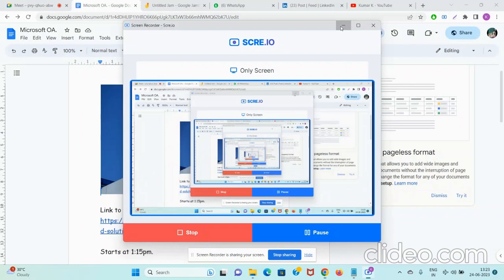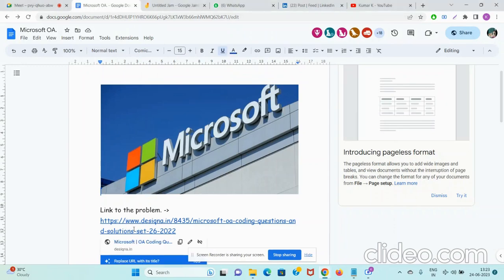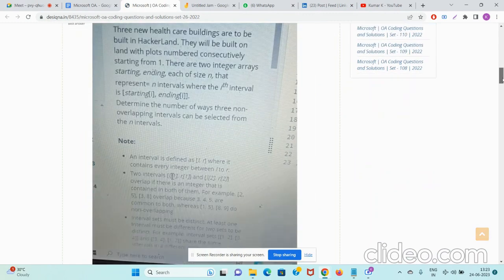So guys, today we are going to solve a very interesting Microsoft OA problem which was asked in January 2023. Okay, let's open the link. Let's see what the question is asking us. Okay, so if we scroll below, we can see what the question is asking us.